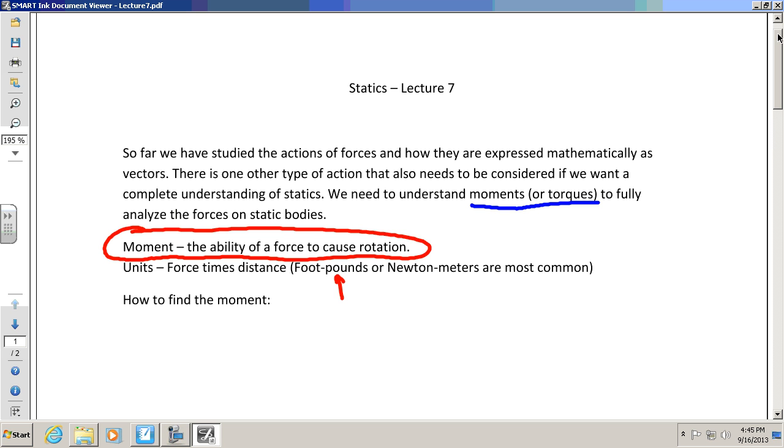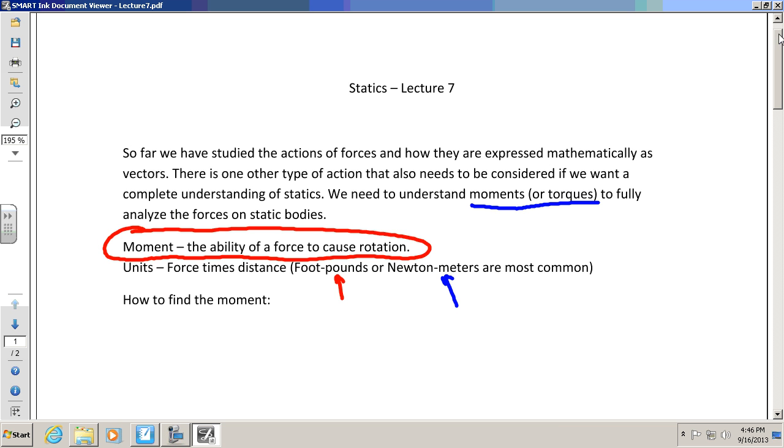Now, sometimes I'll say foot-pounds, sometimes I'll say pound-feet. It does not matter. And then in the SI metric system, we'll often say Newton meters. But in each case, it's a force times a distance. That's what torque, that's what moment is. Moment is not just a force, it's a force times a distance.